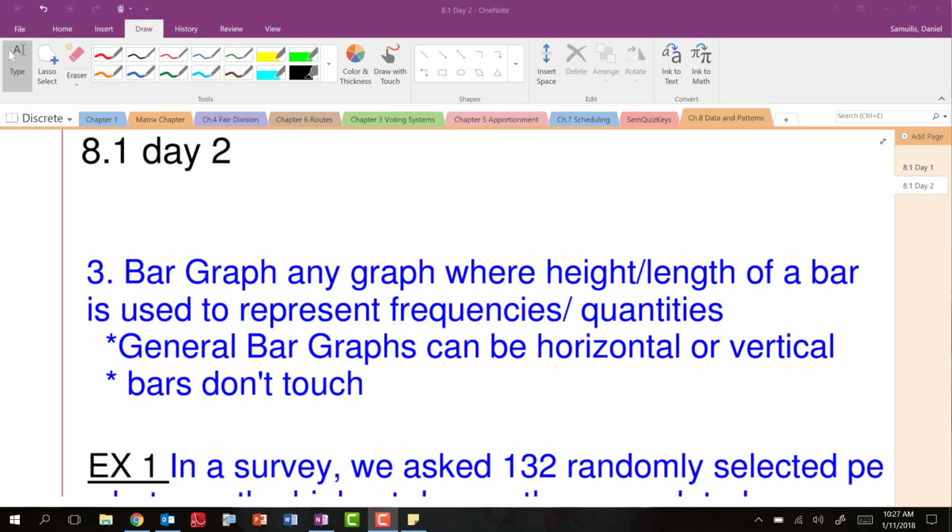Okay, 8-1 day 2, third hour officially, well, if this works, which is a 50-50 chance with this computer.